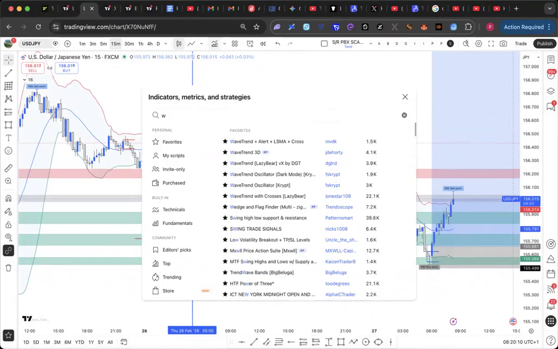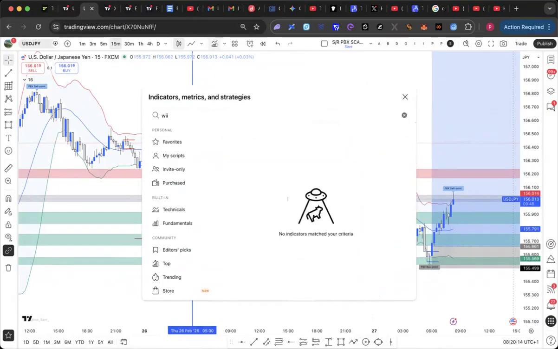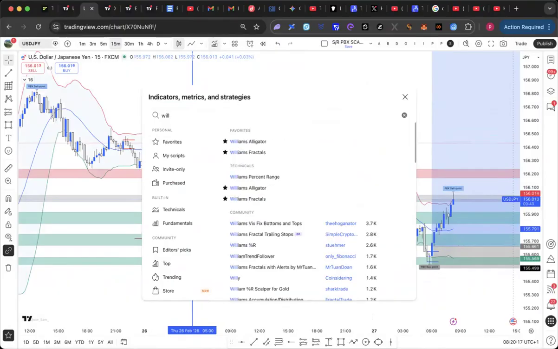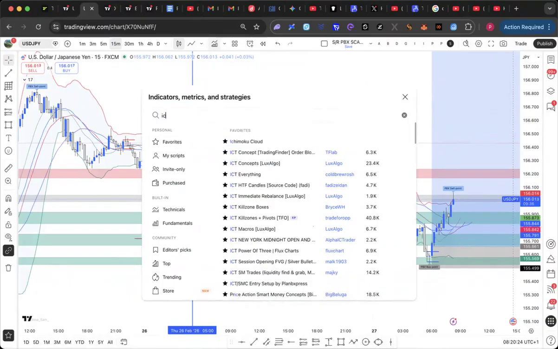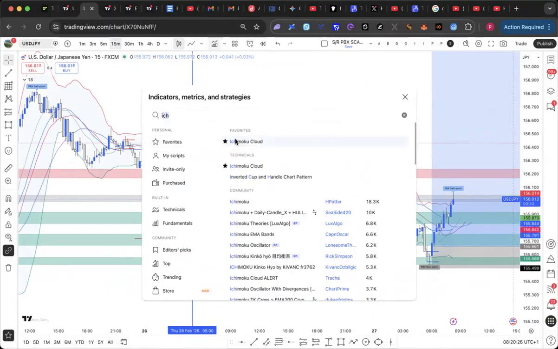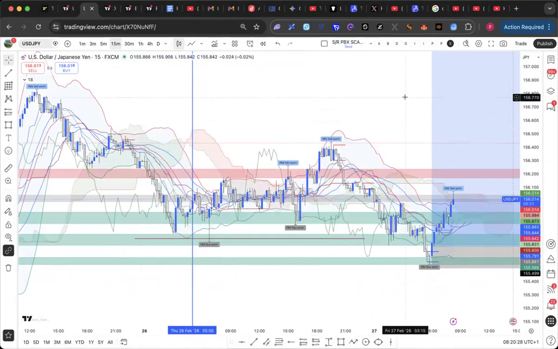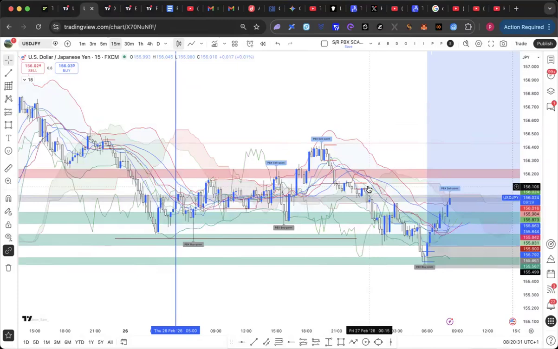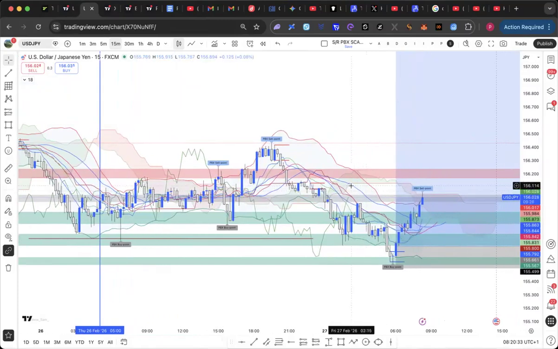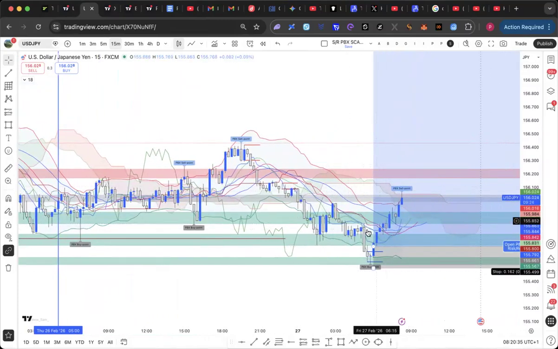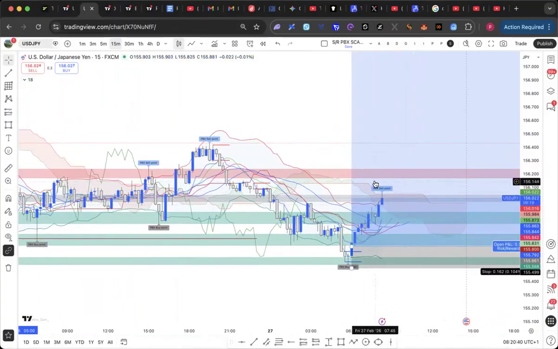They add the alligator. They add the Ichimoku cloud. They say now you start trading. See, now you are a pro. The market is not ready yet, because the market is still under the cloud, and it's still a red cloud until we have a green cloud. The market is not moving.